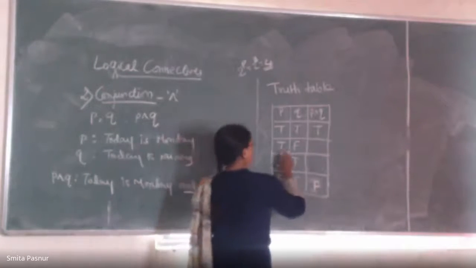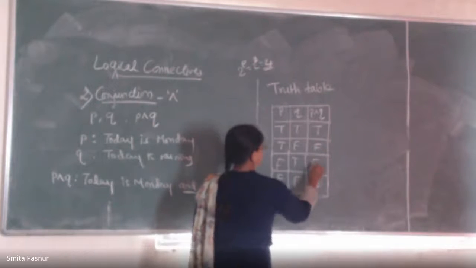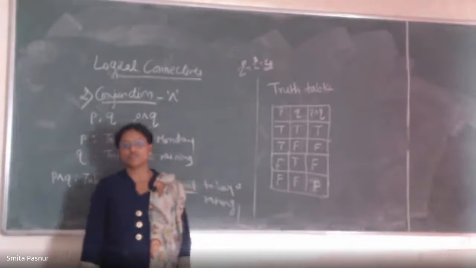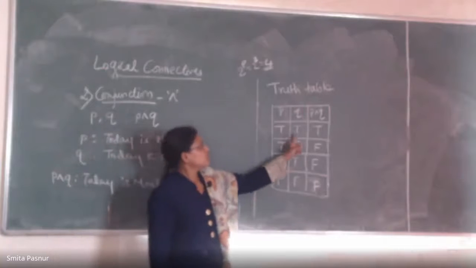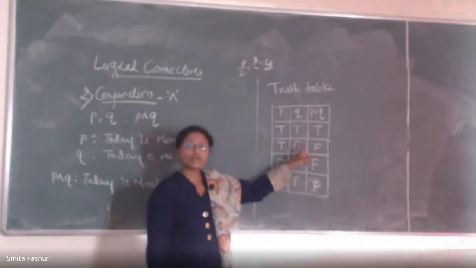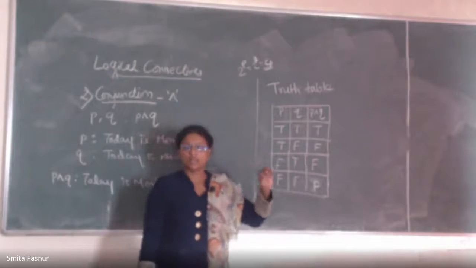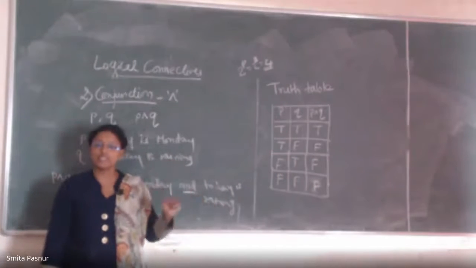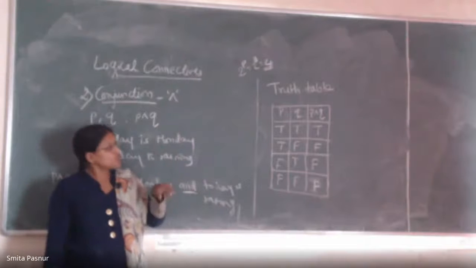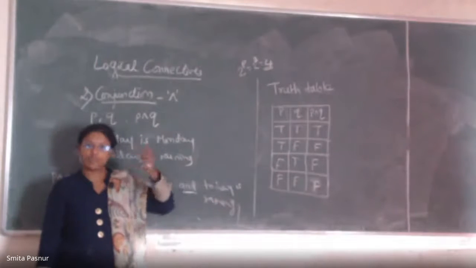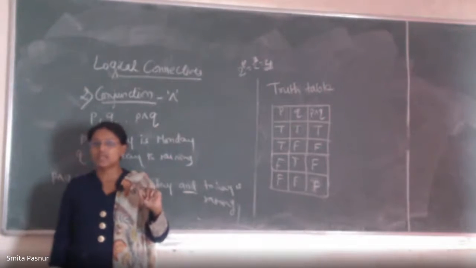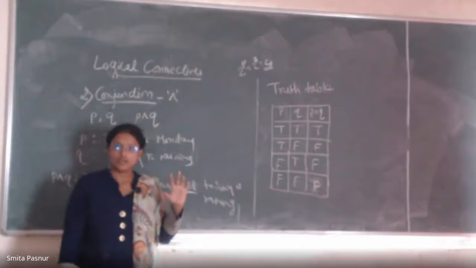Otherwise, it will be false. Like true, true, true. True, false, false only it will be. And false, true, false only. That means if the value of P is true and the value of Q is false, then the answer will be false only. Understood? So this is what the table is.